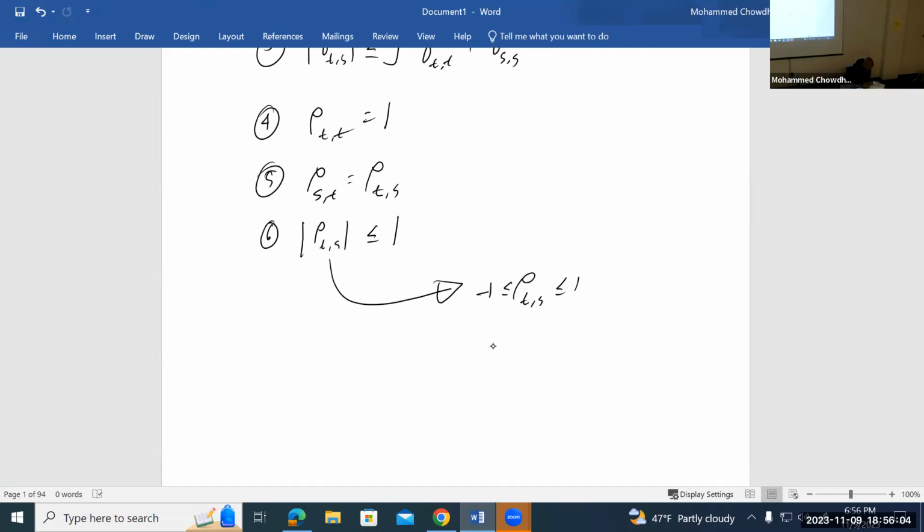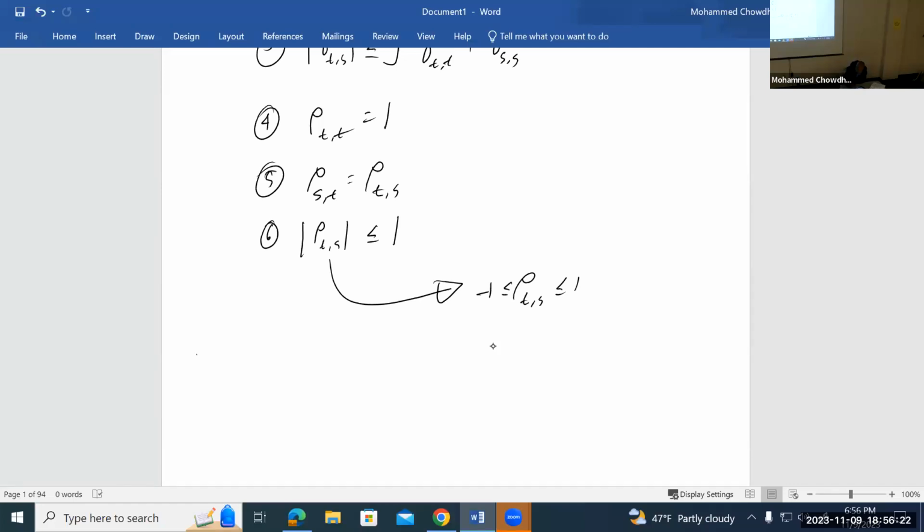So how many pages do I have to derive it finally? Let me check the number of pages. Yes, so there are still 4 or 5 pages.